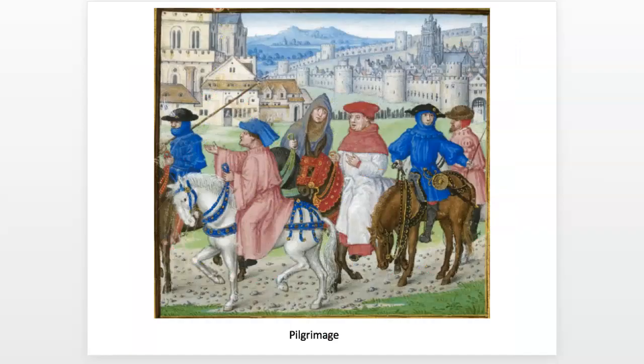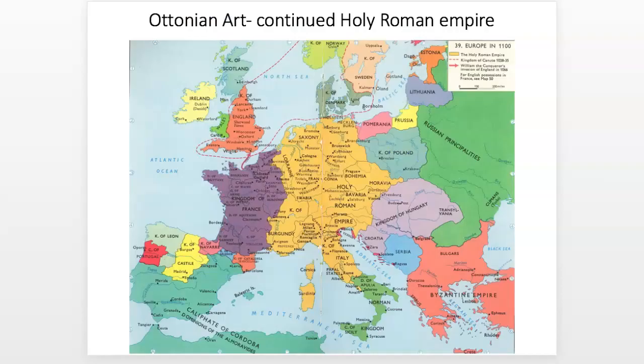dynasty. The traditional lineage of art goes Ottonian follows Carolingian, and then these ones precede Romanesque, and then it carries on into the next chapters. So this is a pre-Romanesque Germanic art.